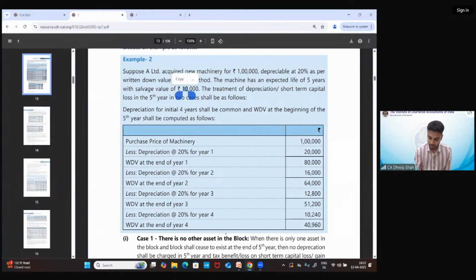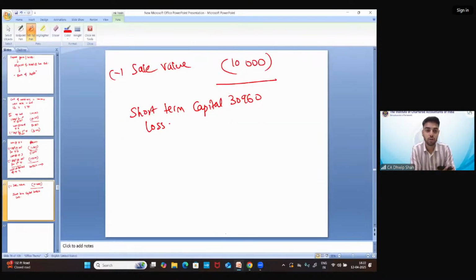This salvage value is nothing but the sale value of the asset. So what you do? You first find in which year the asset is sold. In the current scenario, we have sold the asset in the 5th year. So first calculate the WDV at the beginning of the 5th year. How much is the WDV?